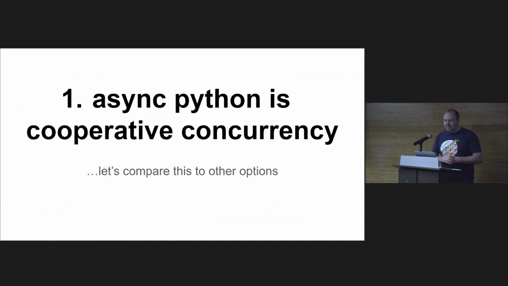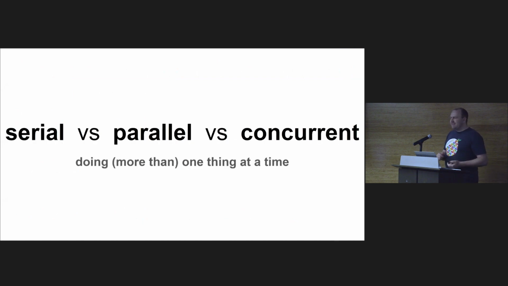So let's start off. The first part, I just want to explain what I mean when I say that async Python is cooperative concurrency. There's a lot of jargon here, which we're going to unpack together. The first thing is that there are a couple of different ways that our code can do multiple things. The simplest way to do multiple things in a program is just to do one thing, then do the next thing, and then do the next thing, right? One at a time. And we call this serial code. Another way you can do it is parallel code, where you just do all of the things at the same time. And the last is concurrent code, where you start doing each thing before you finish doing previous things.